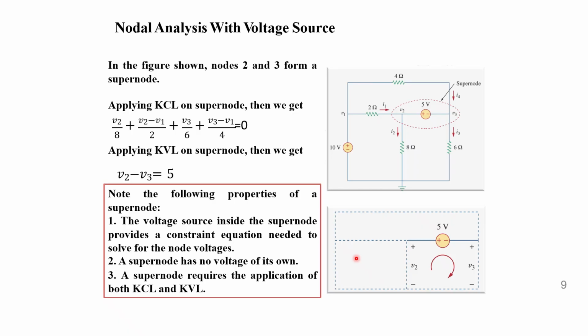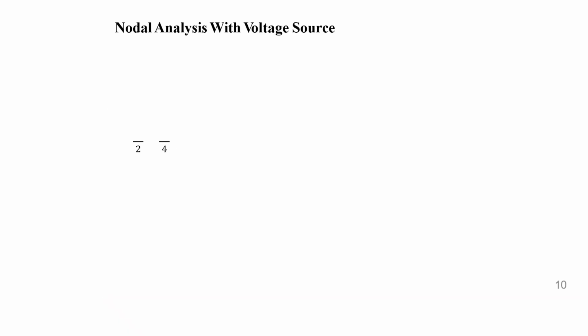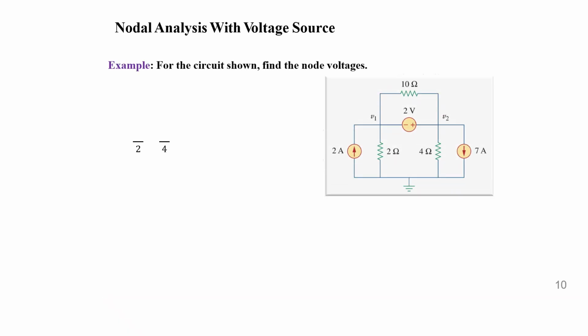So the properties of supernodes are: the voltage source inside the supernode provides a constant equation needed to solve for the node voltages. A supernode does not have any voltage of its own, and it needs to be solved through application of both Kirchhoff's laws, that is KVL and KCL. This circuit is left as an exercise for the observers.